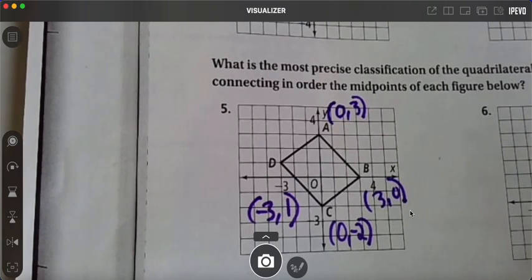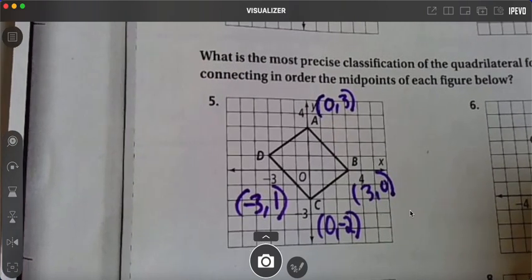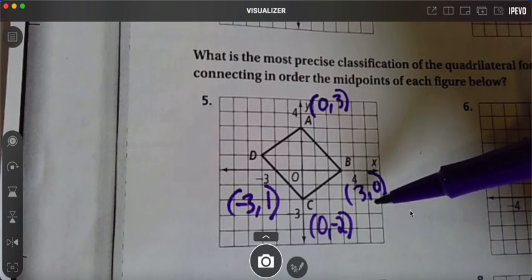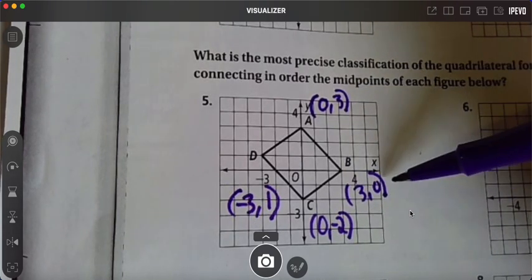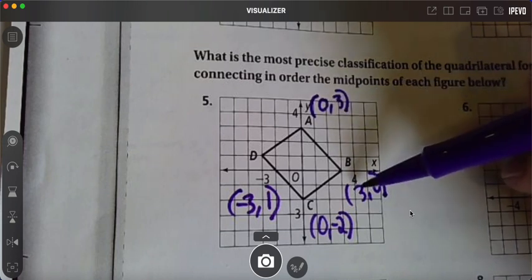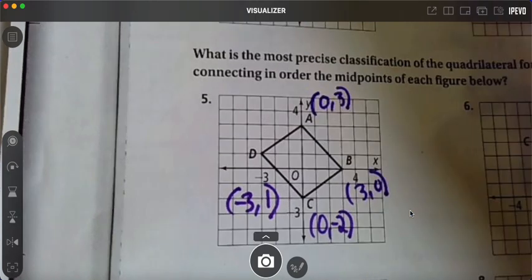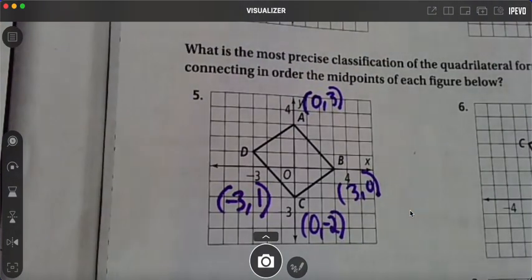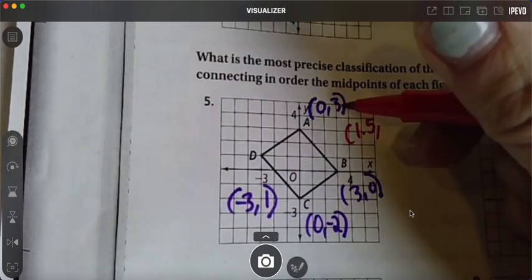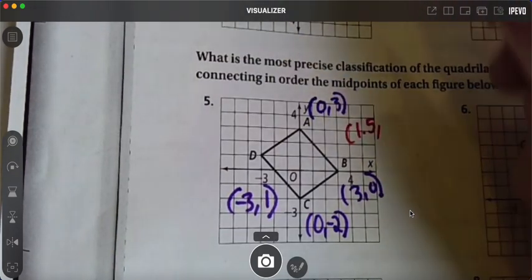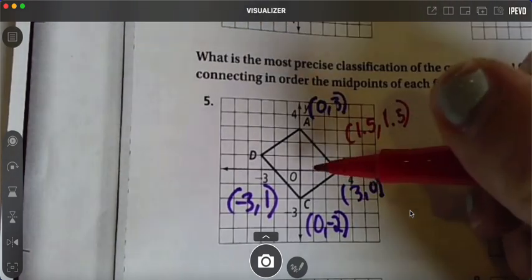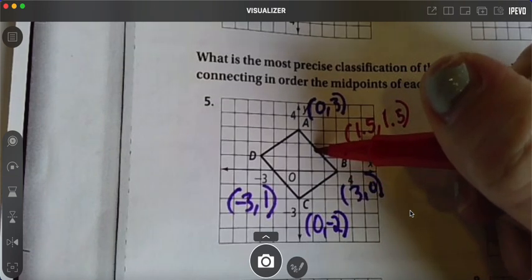Now I must find the midpoint of each of those. To find the midpoint, I add my x's and divide by 2, add my y's and divide by 2. So let me start with these. What's 0 plus 3? And 3 divided by 2 is 1.5. Let me do this in another color. I'll do it in red. So 1.5. And then what's my other? 3 plus 0 divided by 2 is also 1.5. So I'm going to go over 1.5 and up 1.5.